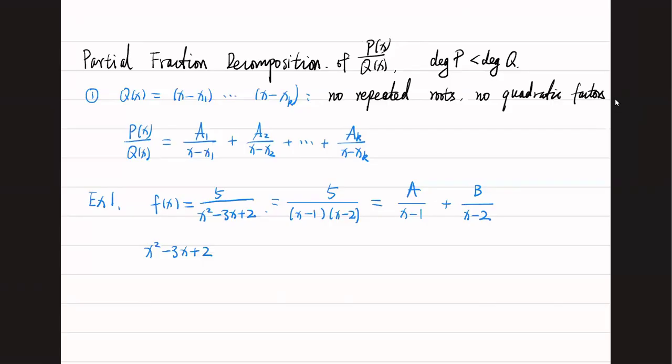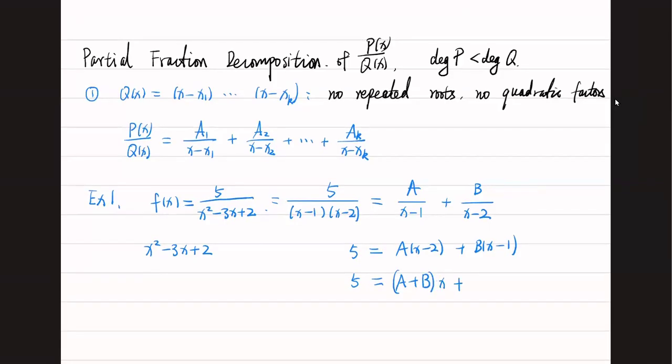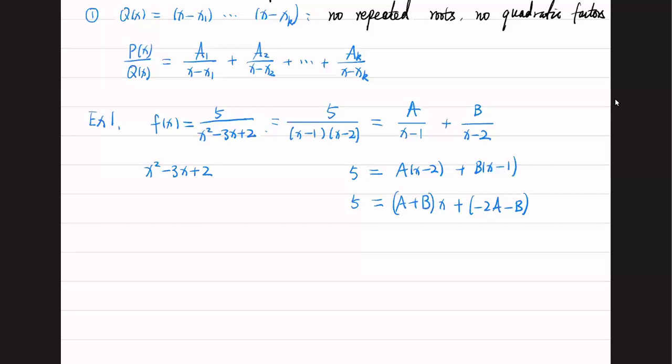You rewrite it as a times x minus 2 plus b times x minus 1 over x minus 1 times x minus 2. Okay, so it's the same as we get rid of the denominator, we get something much simpler. So 5 is a plus b x, oh, my x is bad, plus minus 2a minus b. We compare the coefficients. There's no x on this side, so the coefficient must be 0.